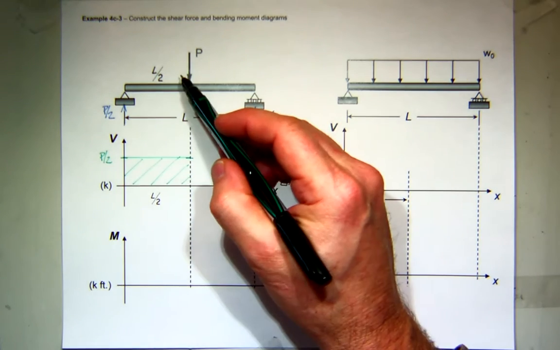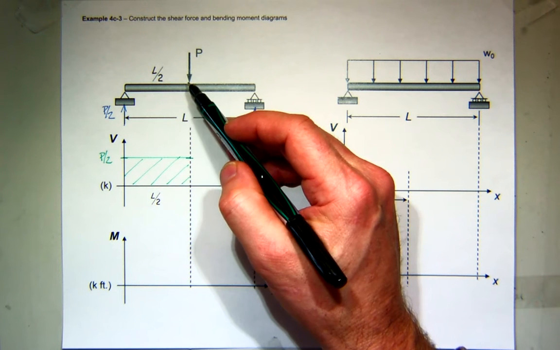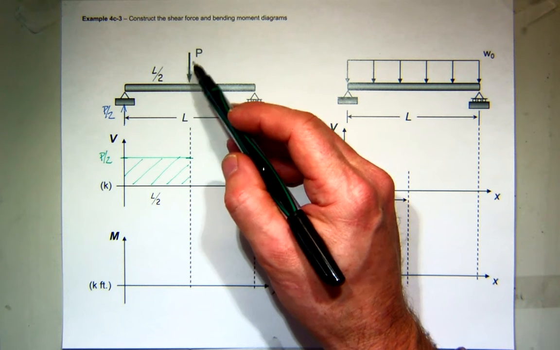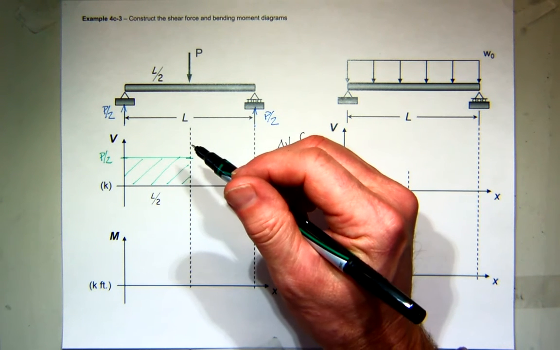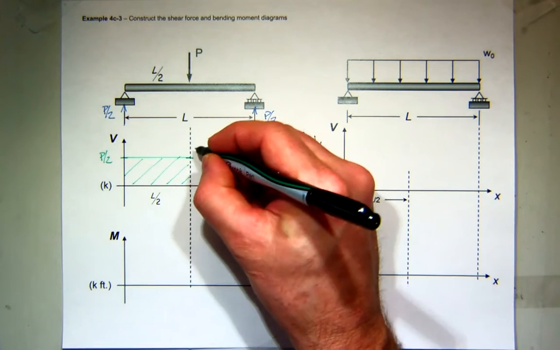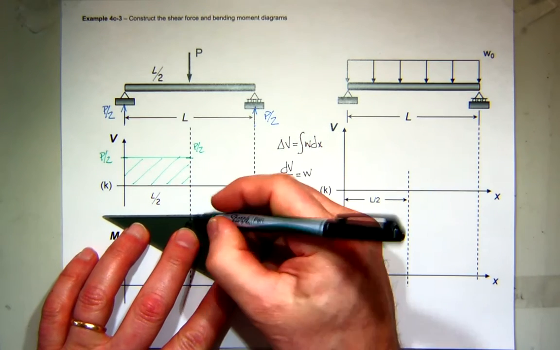Now as I go from the left side to the right side of this applied force P, what happens to my shear? It changes that amount. Does it change positive or negative? What kind of load is that? Positive or negative? Negative. So it's going to be a negative change. So if I have positive P over 2 and I subtract P, what do I get? Negative P over 2.